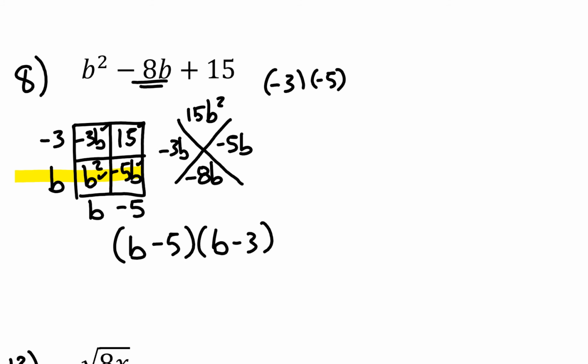So this is exactly the same, right? These are equivalent. B squared minus 8b plus 15. That's the product expressed as the sum of the parts. And down here, b minus 5 times the quantity b minus 3. That's the area expressed as the product of the length times the width.